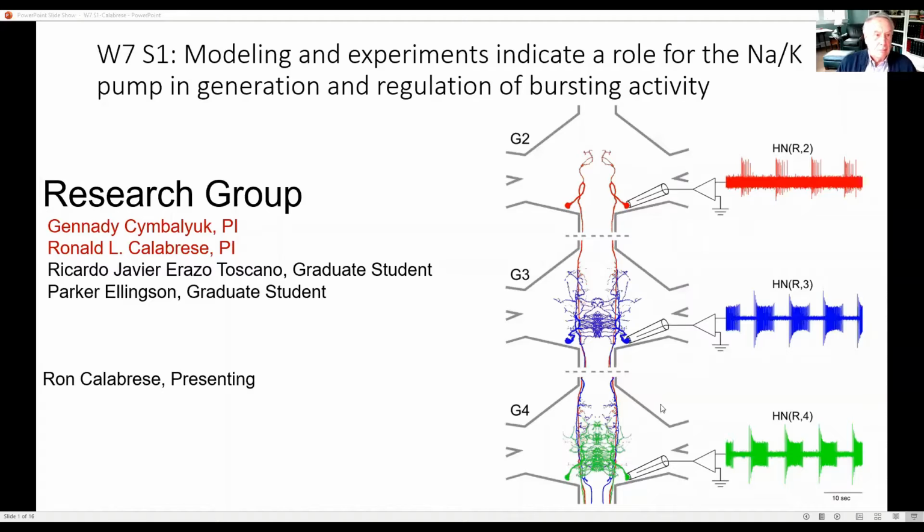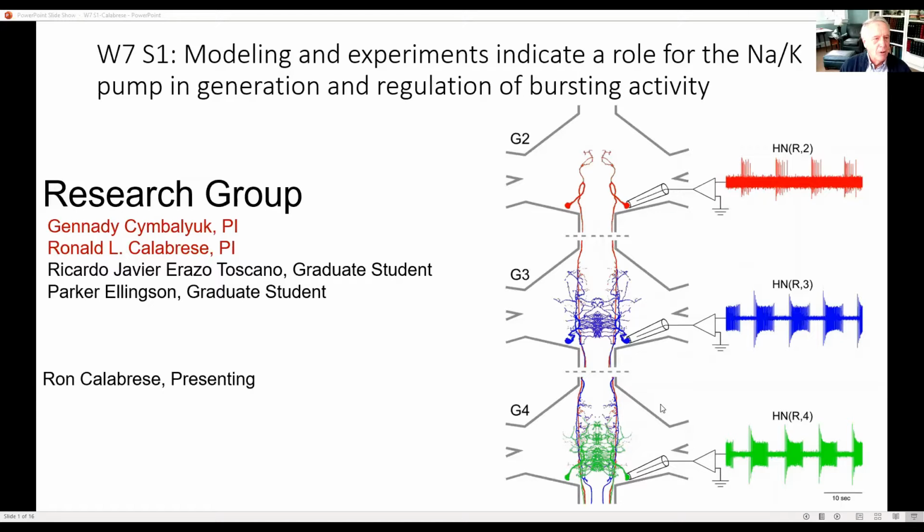So our research group is Genna Cimboluk, Ron Calabrese, Ricardo Arazo Toscano, a graduate student, and Parker Ellingson, and we have been working on modeling and experiments to indicate a role for the sodium-potassium pump in the generation and regulation of bursting activity.